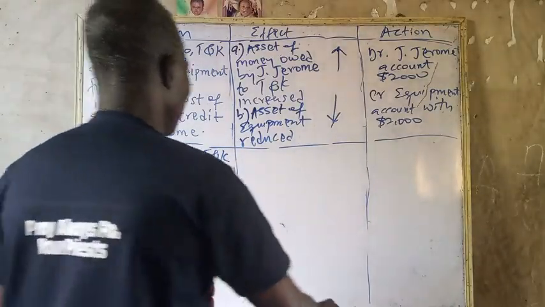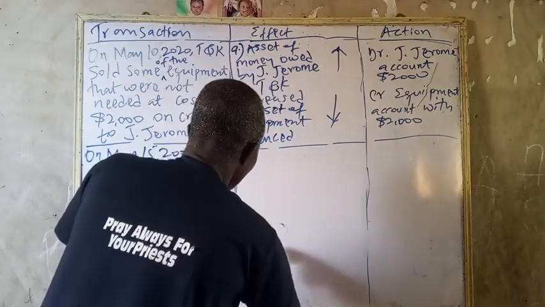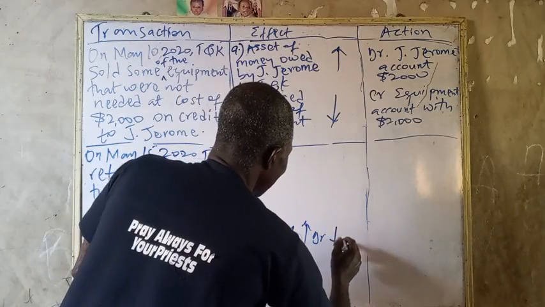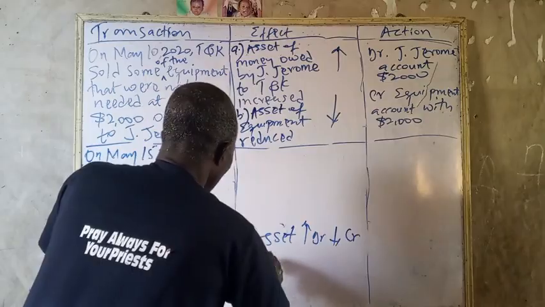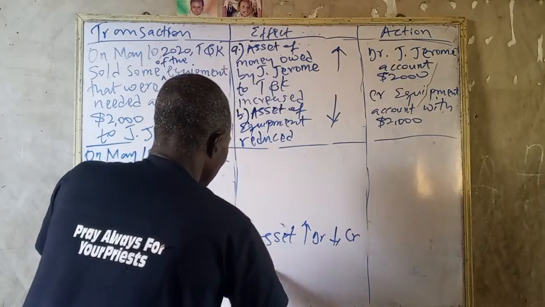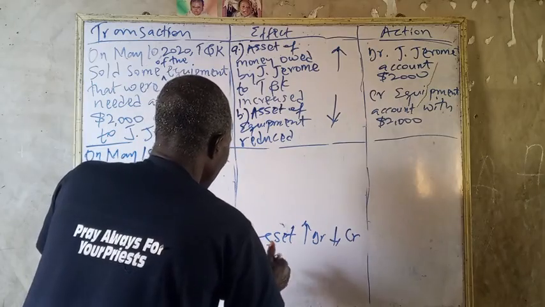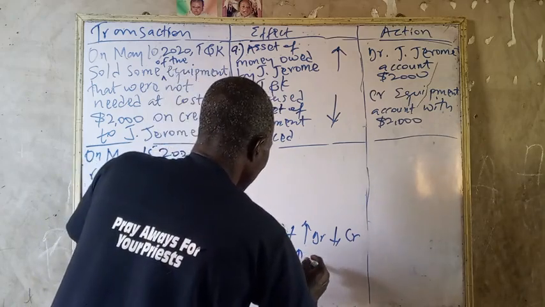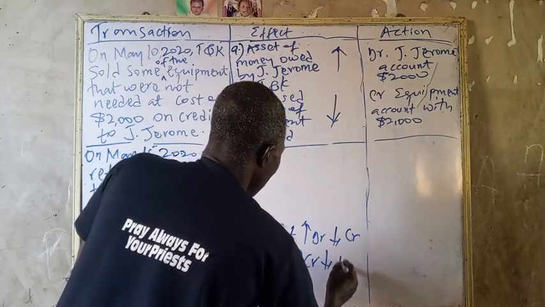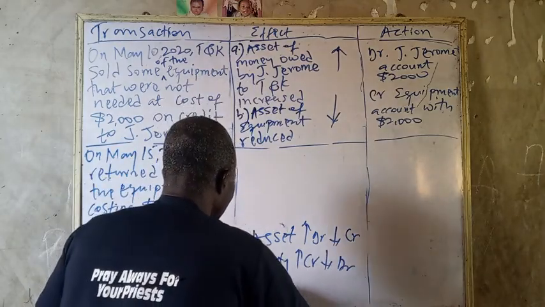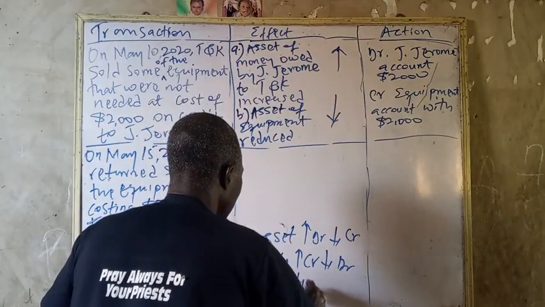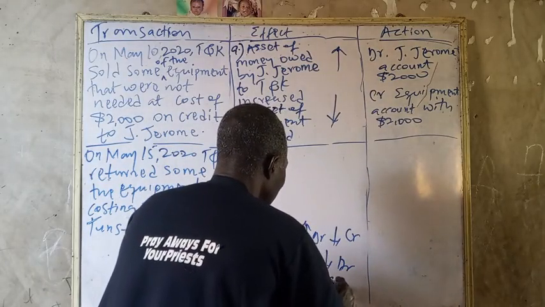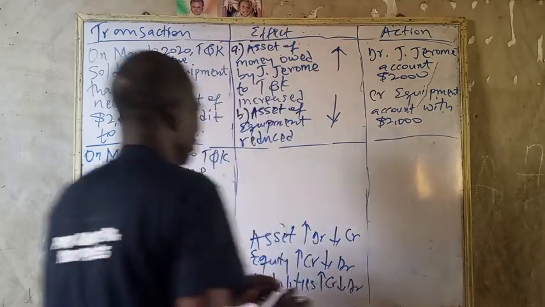I'll always demonstrate with how I've been doing it. Assets increase, debit. Assets decrease, credit. Equity increase, you credit. Equity decrease, you debit. Liability increase, you credit. Liability decrease, you debit.